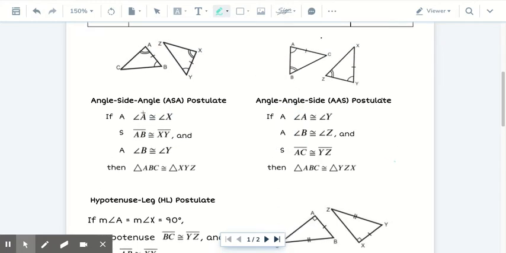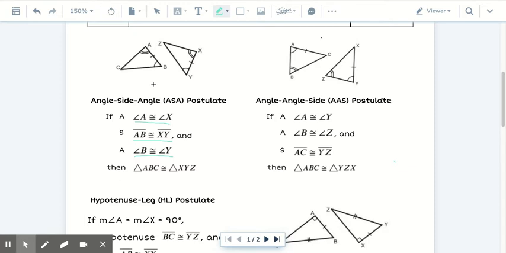So our first one here, this one is the angle side angle postulate. There is a picture here, very much like the one that we had up at the top where we drew in the angles. This one says that angle A is congruent to angle X, and angle B is congruent to angle Y, and the included side, AB, is congruent to XY. So we've got all of that information here. Angle A congruent to angle X, angle B congruent to angle Y, and side AB congruent to side XY.